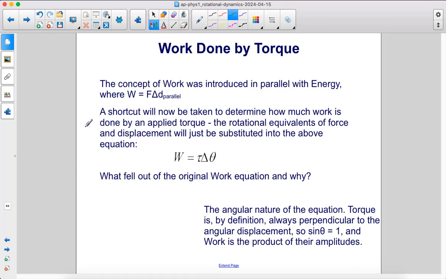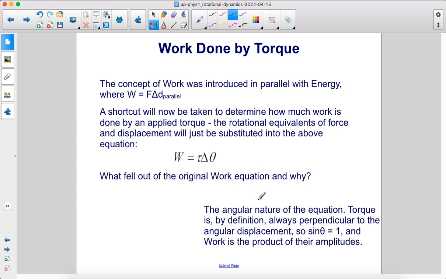The concept of work was introduced in parallel with energy, where work equals force times displacement. A shortcut will now be taken to determine how much work is done by an applied torque. The rotational equivalents of force and displacement will just be substituted into the above equation. Work equals torque times angular displacement. What fell out of the original work equation and why? The angular nature of the equation.